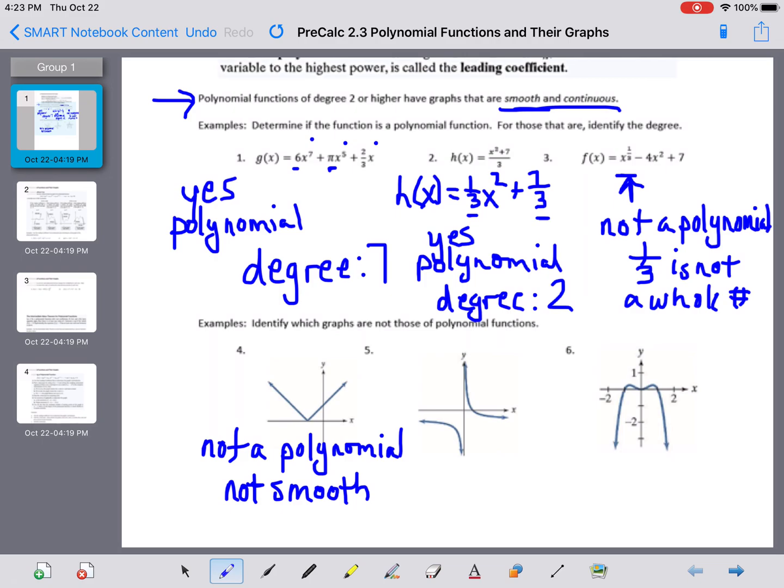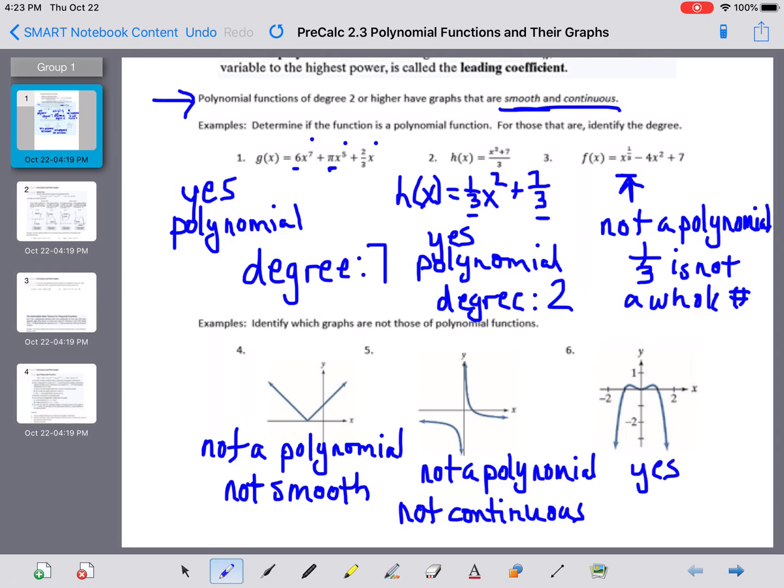The next one, is that a polynomial in number 5? And I would agree, not a polynomial. And the reason is my graph is not continuous, right? There's breaks in it. It has different curves on the same thing, so not continuous. All right, on 6 here, is this a polynomial? Everything's kind of curved, nothing takes a break, it's all one continuous line, as much as a line is. So I would say yes, that's a polynomial.